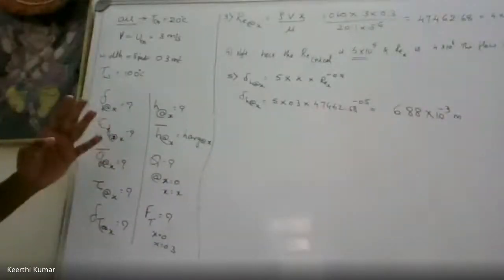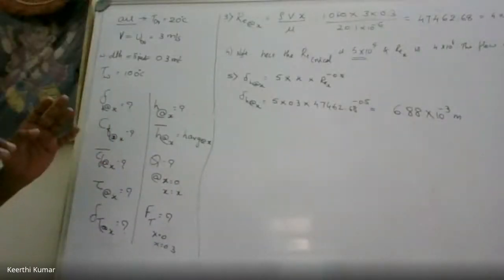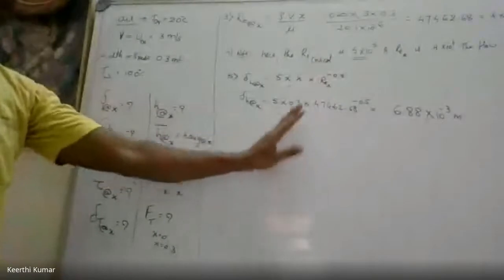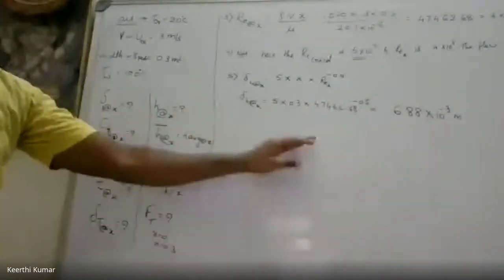In all the problems, you follow the same procedure, same formulas, as long as the Reynolds number is below 5 into 10 to the power of 5. If it is above, I'll explain what to do. Now, for time being, a few problems will go with only laminar flows. So this is done. Now the first unknown is clear.